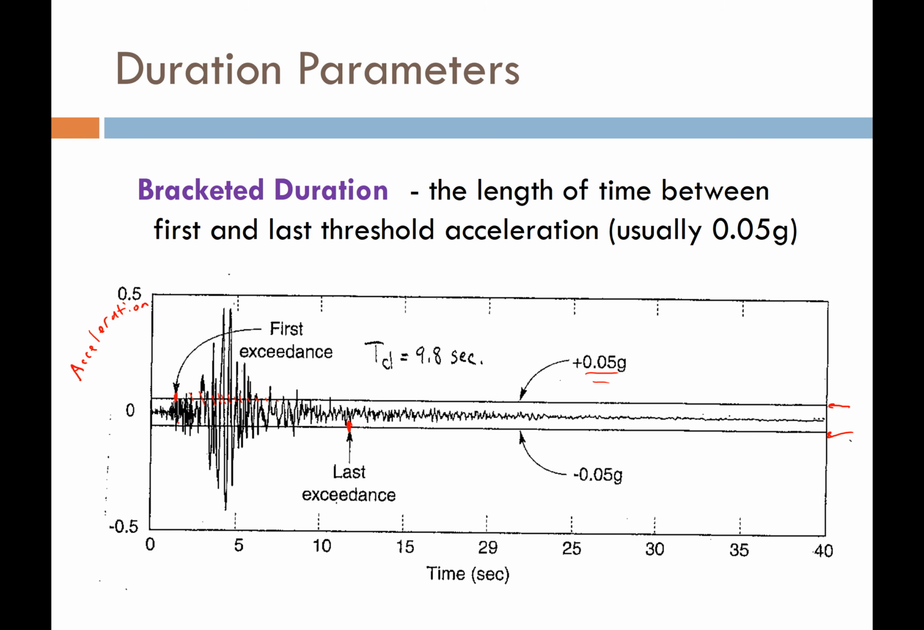This bracketed period, this length of time right here, is what we call the bracketed duration. Now we can define these triggering thresholds to be any acceleration, but most commonly this is usually 0.05 g. Bracketed duration is usually represented with a t sub d.